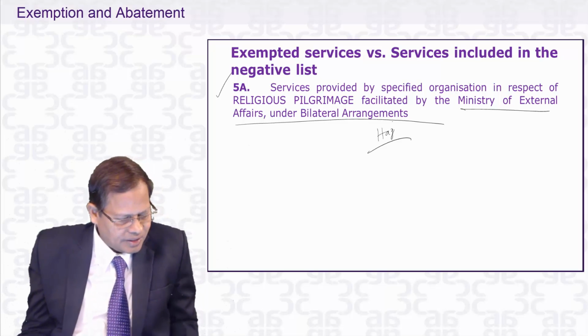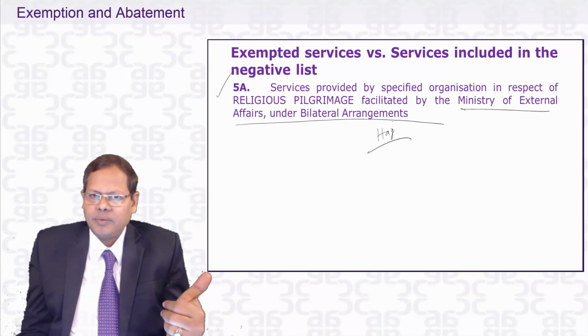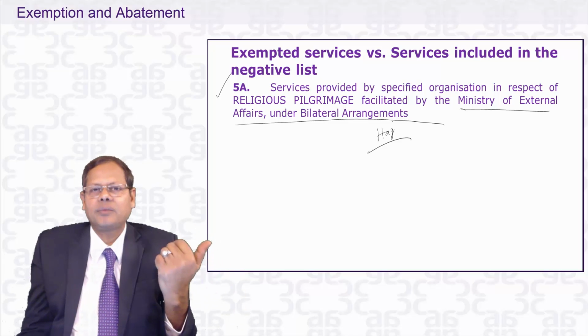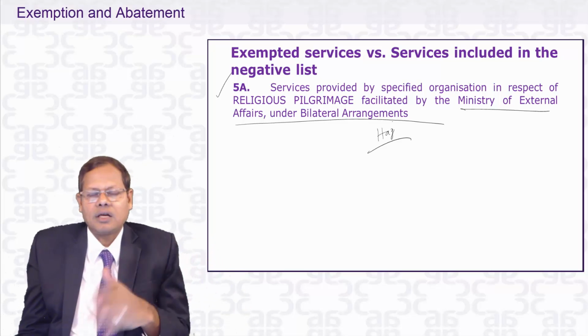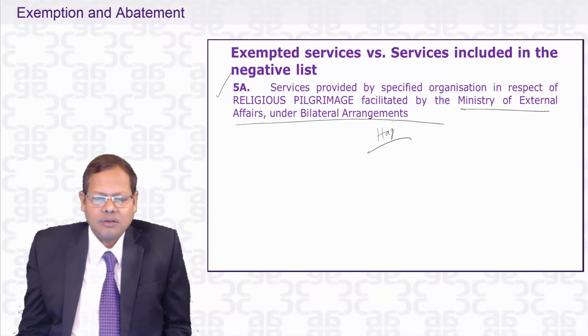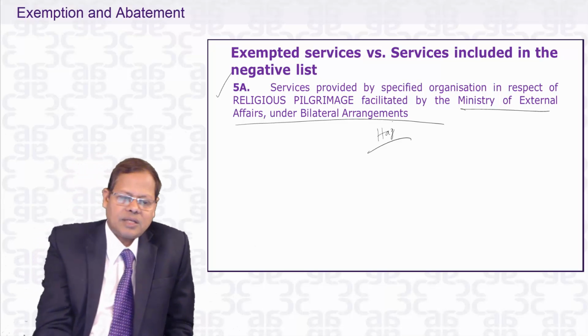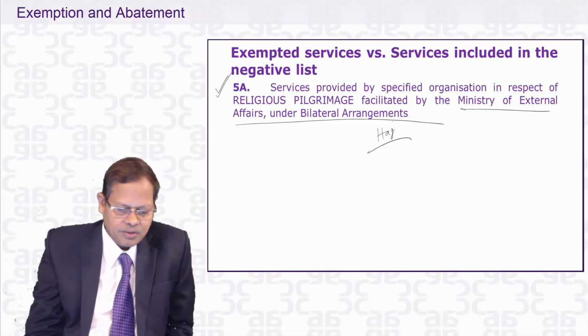Services provided by them, they have given the names, of course, their services are exempt. Organizations providing services for Hajj pilgrimage, the government has already announced. And also with regard to Amarnath Yatra, both are equally important, for two different religious groups, for Hindus and also for Muslims. So that has been granted exemption, that is 5A.